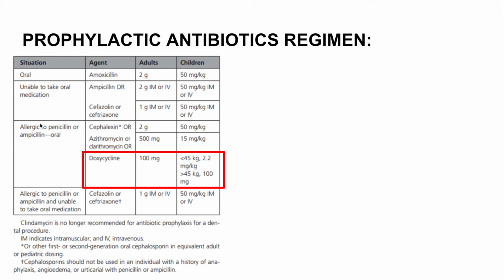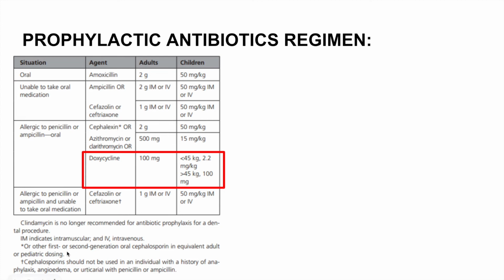Now consider that the patient is allergic to penicillin or ampicillin and still has to take oral medications. Then we can take cephalexin, 2 grams for adults and 50 milligrams per kilogram for children. Now you must be confused because if we're allergic to penicillin, then how can we take cephalexin, right? Well, let's move on to the asterisk down here.